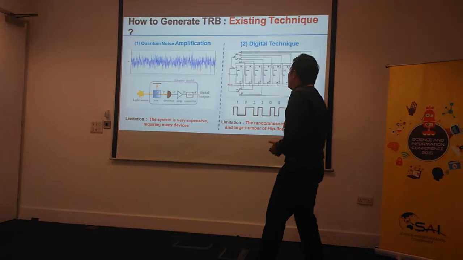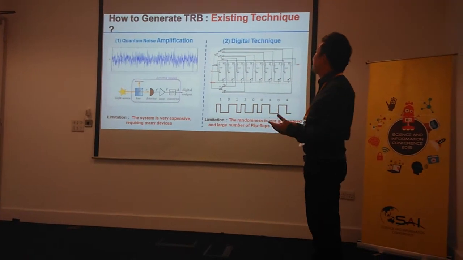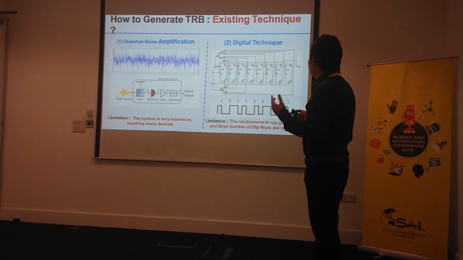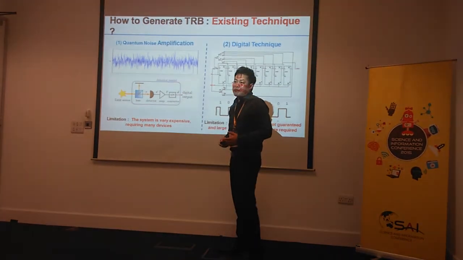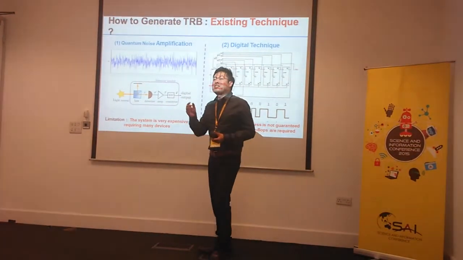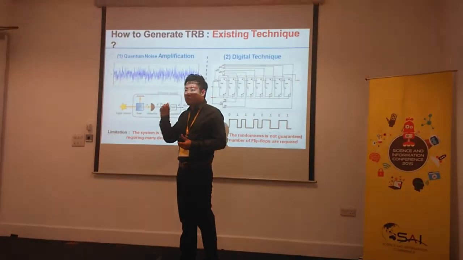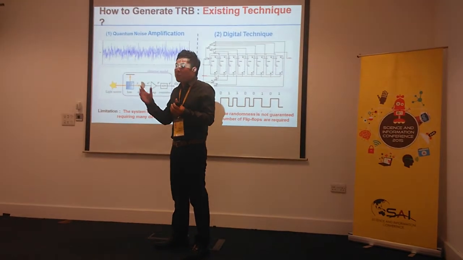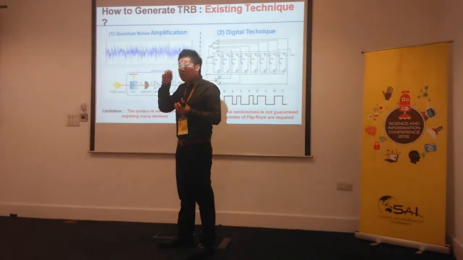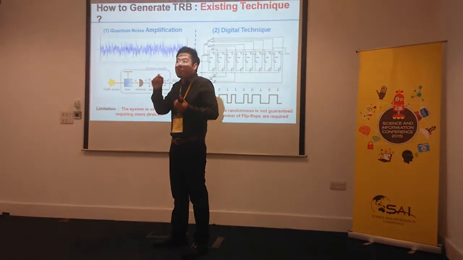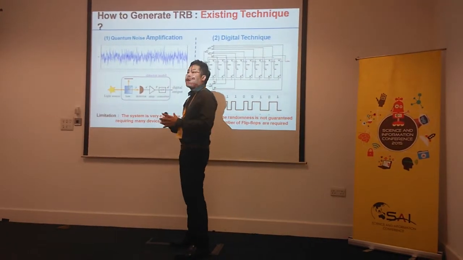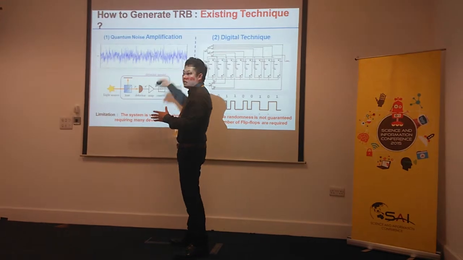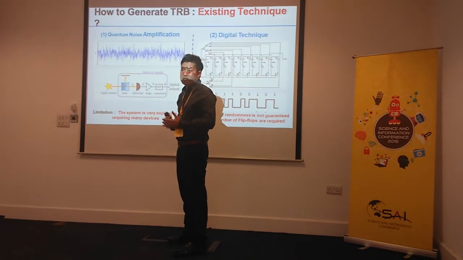Of course, how do we generate true random bits in the existing techniques? The first technique is the quantum noise amplification. For example, the electrons in a resistor, when you supply the voltage, the electrons might vibrate and it generates noise. So we use that noise, then you amplify it and threshold it. You're going to get some kind of random bits as well.